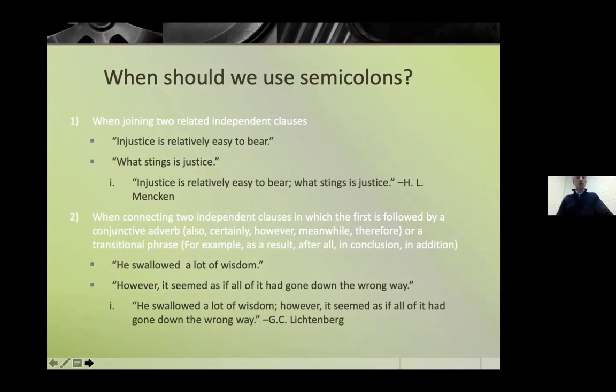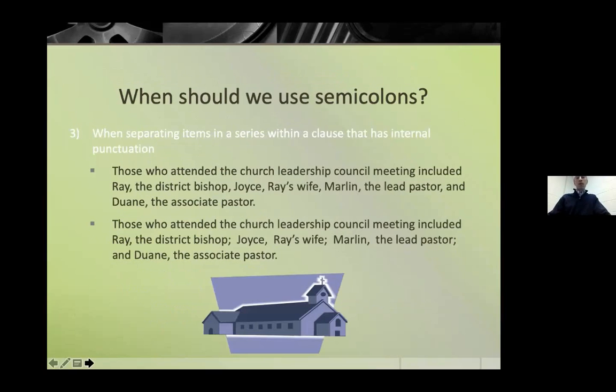That is the main use of the semicolon, but there is a second use which is less used, but it's actually a really helpful tool. What if you have items in a list, but those items contain internal punctuation, a comma? So you look at this list here. Those who attended the church leadership council meeting included Ray, the district bishop, Joyce, Ray's wife, Marlon, the lead pastor, and Dwayne, the associate pastor.